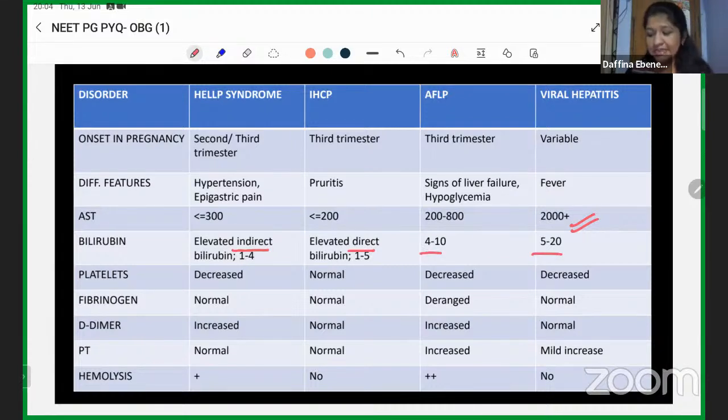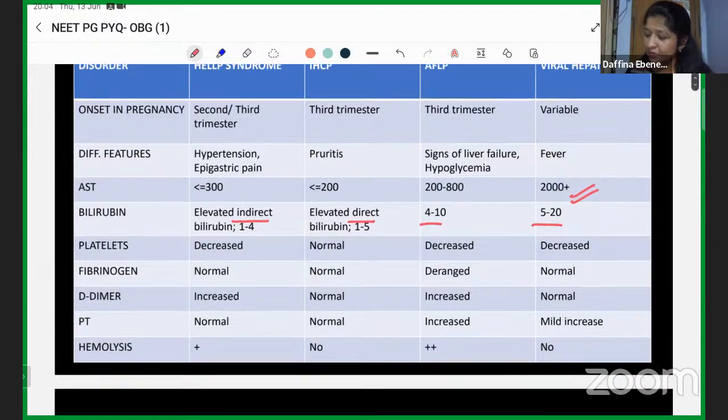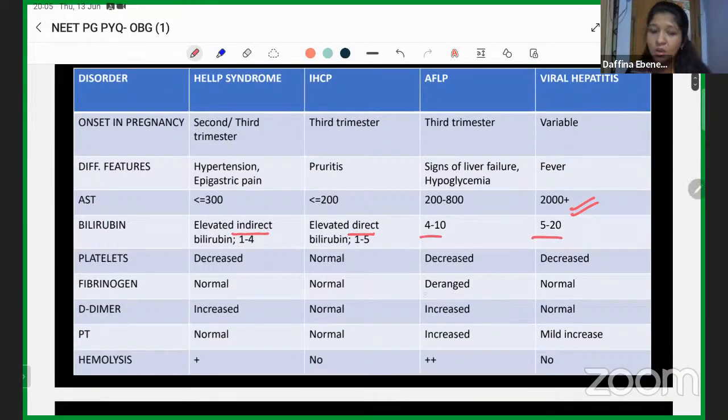Next, coming to platelets. Platelets will be normal in intrahepatic cholestasis of pregnancy. In all the others, there is an increased risk of coagulopathy and DIC, so platelets and PT, everything will be deranged. Fibrinogen will be deranged in acute fatty liver of pregnancy, whereas it will be normal in all the other cases. D-dimer can be increased in both HELLP syndrome and AFLP. One of the complications of HELLP syndrome is DIC; that is why you can have increased D-dimer.